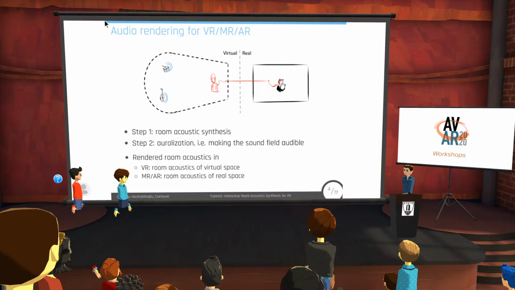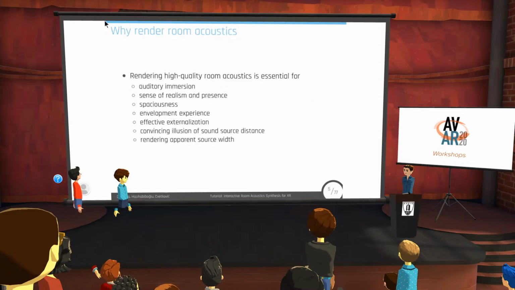The actual physical environment of the listener, for which the listener actually has immediate reference. That is, the listener is there in that space. Rendering high-quality room acoustics in XR is essential for a number of reasons. First, obviously for achieving adequate auditory immersion, spaciousness, and envelopment experience. Even more importantly, for achieving the sense of realism and presence. And what seems not to be sufficiently appreciated, it is very important for effective externalization, and it is also crucial for providing convincing illusion of source distance and its width.